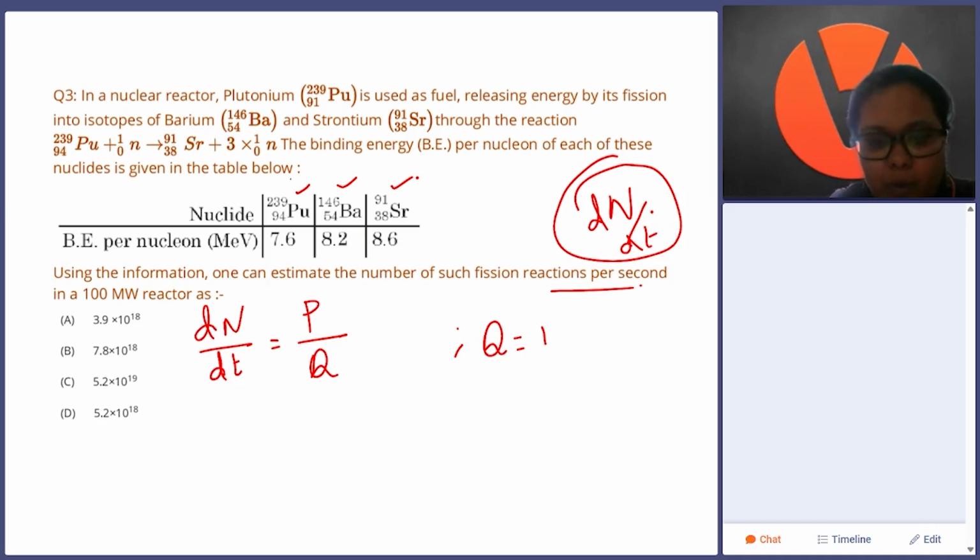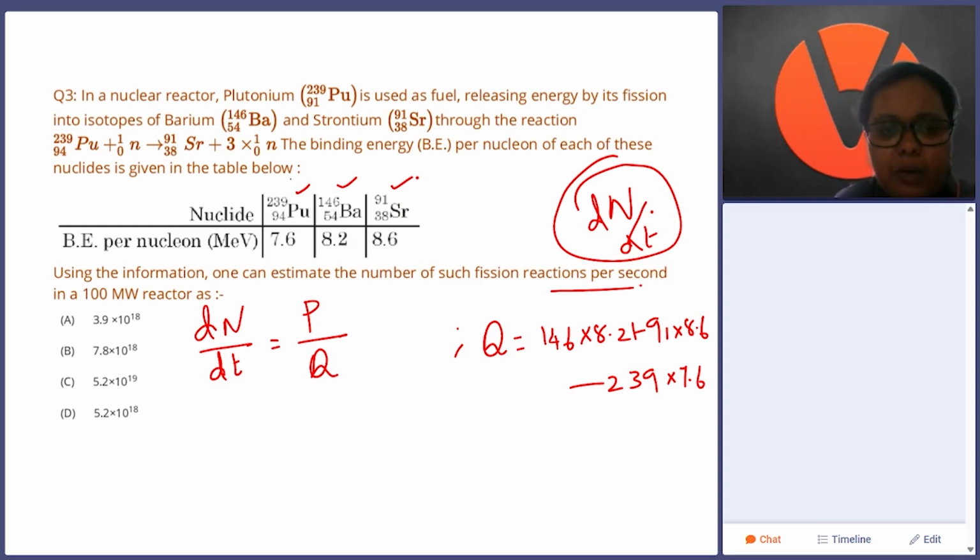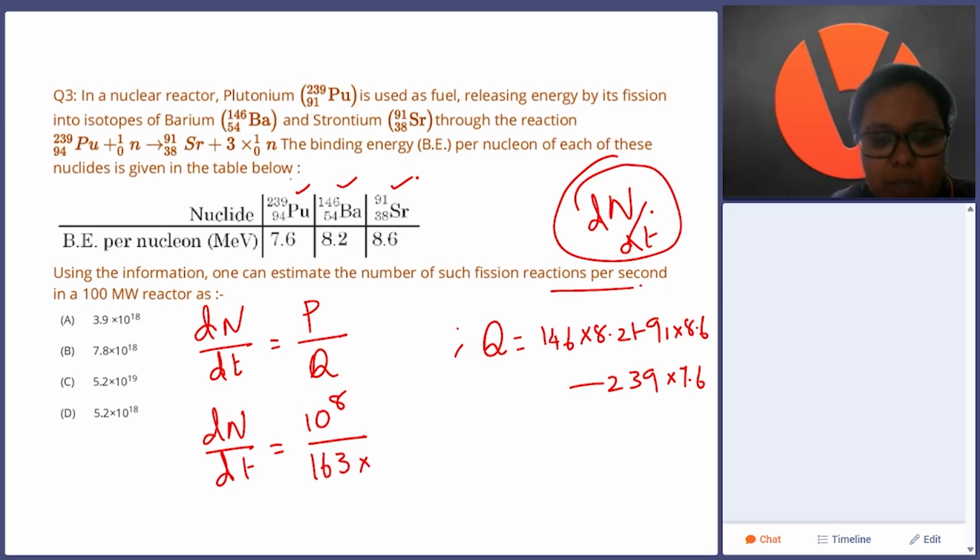So what is the mass number? 146 into 8.2 plus 91 into 8.6 minus the source value 239 into 7.6. So by calculating the Q value, and the power they mention here is 100 megawatt. So what shall I write here? dN by dt would be equal to 100 megawatt, 100 into 10 power 6, 10 power 8, divided by this Q value. Approximately what I'm getting here is 163 into 10 power 6. So after the calculation, what I'm getting here is 3.9 into 10 power 18.